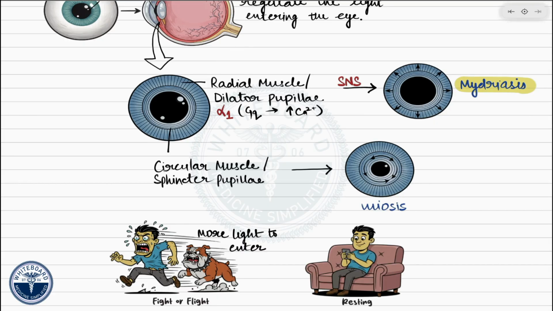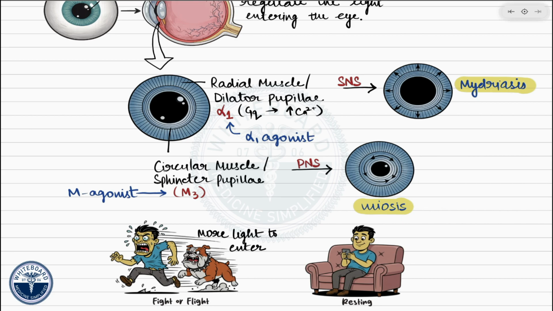On the other hand, when we're resting comfortably and not facing any immediate threat, we don't need to maximize the amount of visual information entering the eye. In such situations, the parasympathetic nervous system takes over. Through M3 receptors on the sphincter muscle of the iris, it causes contraction of the sphincter muscle, resulting in pupillary constriction or miosis. So stimulation of M3 receptors contracts the sphincter muscle and produces miosis, whereas stimulation of alpha-1 receptors contracts the radial muscle and produces mydriasis. Consequently, muscarinic agonists produce miosis, while alpha-1 agonists produce mydriasis.